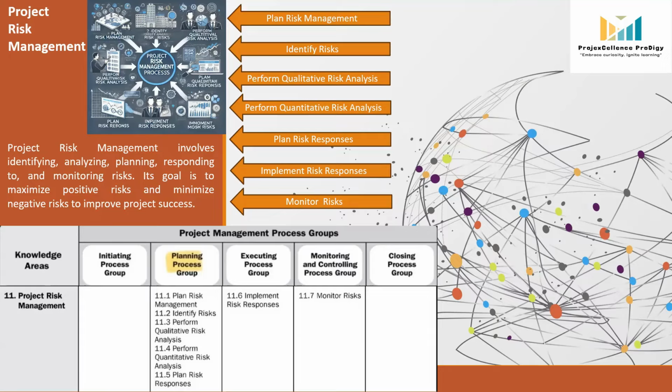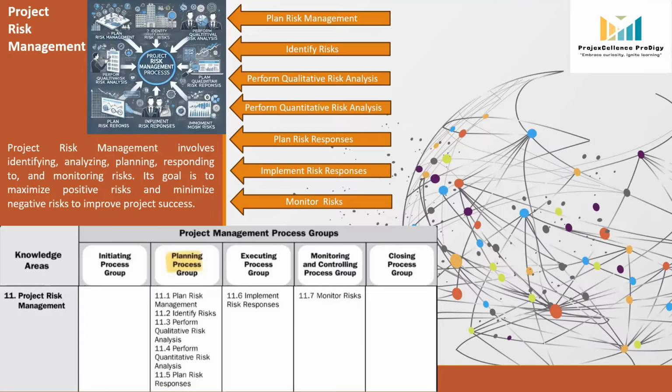Next is plan risk response. Here, we develop strategies to minimize the threats and maximize the opportunities. Next is implement risk responses. So in this process, we ensure that the planned risk responses are executed well. And the final process is monitor risk. It tracks identified risks, evaluates effectiveness of responses, and detects new risks.